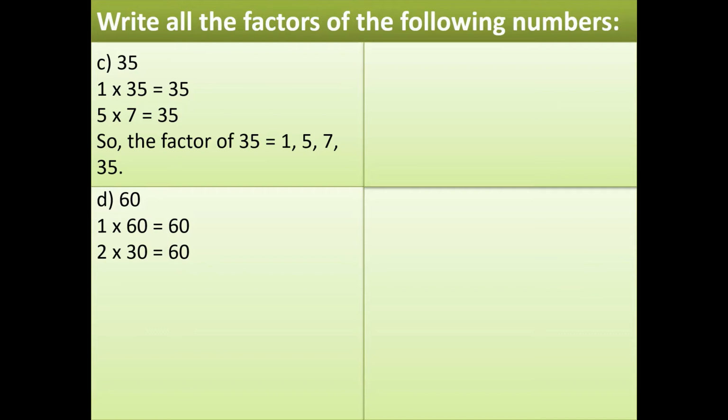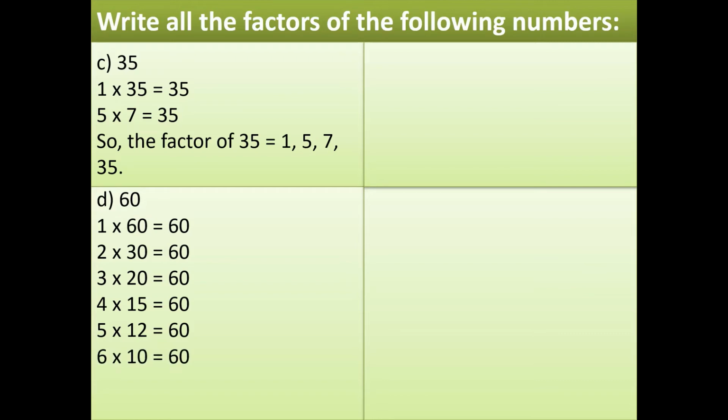60 is completely divisible by 3 also. So the product can be written as 3 multiplied by 20 is equal to 60. 60 is completely divisible by 4 also. So the product can be written as 4 multiplied by 15 is equal to 60. 60 is completely divisible by 5 also. So the product can be written as 5 multiplied by 12 is equal to 60.